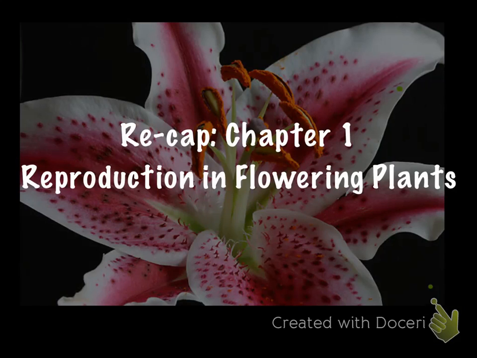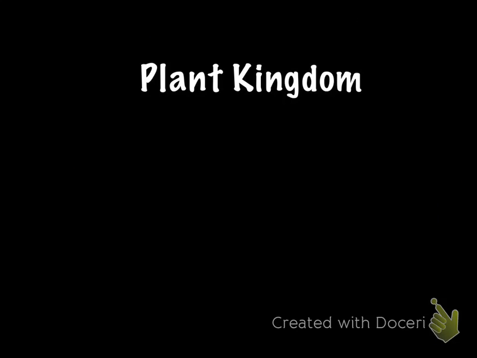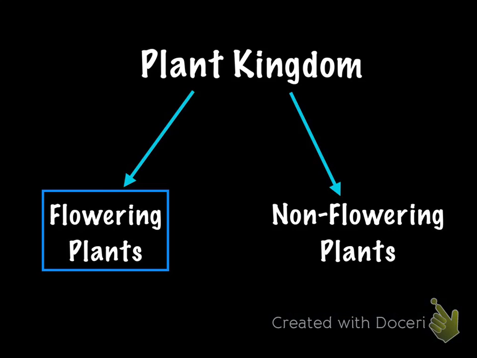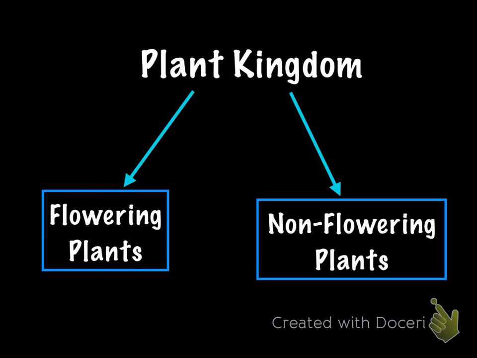Okay, today we are going to recap the chapter called Reproduction in Flowering Plants. Now, what can you recall about reproduction in flowering plants? We know that it starts off in the plant kingdom. The plant kingdom is divided into two parts. Probably you can try to guess, what are the two parts? Okay, in the plant kingdom, we have flowering plants and non-flowering plants.